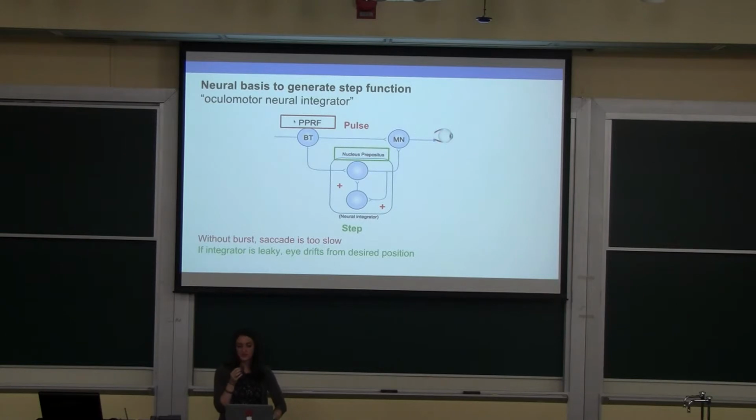And then one key point here is that without each of the two systems, you can't perform a saccade. So without the burst, obviously the saccade is too slow. And without the integrator, or even if the integrator is leaky, the eye drifts from its desired position, and so you can't hold a position where you want to.